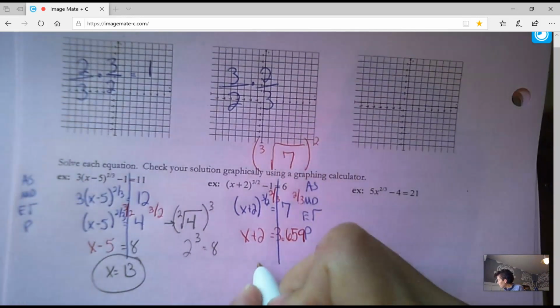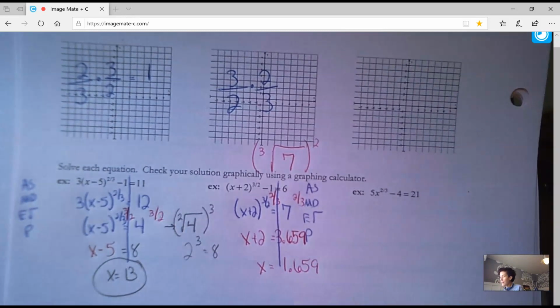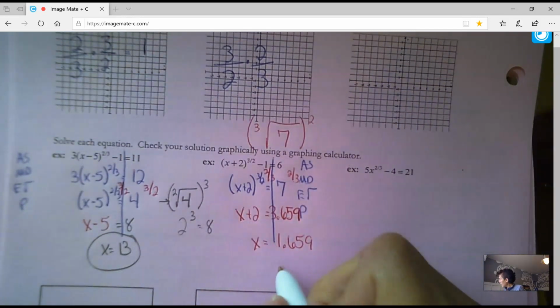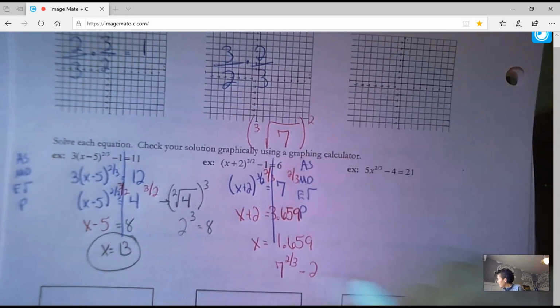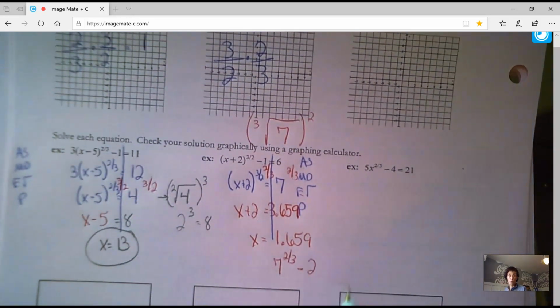And now I'm going to subtract the 2. And when I'm done, I get 1.659. The other way you could write the answer is you could actually just leave it as 7 to the 2/3 and write it as 7 to the 2/3 subtracting 2, and then you get your answer. I like the decimal one better, but this is technically more accurate. But yeah, so it's up to you.